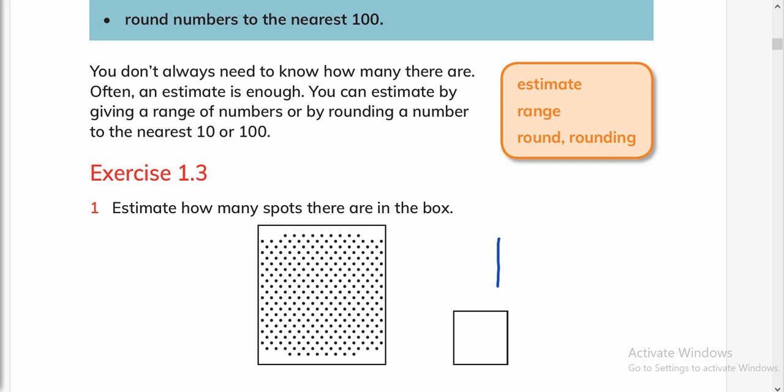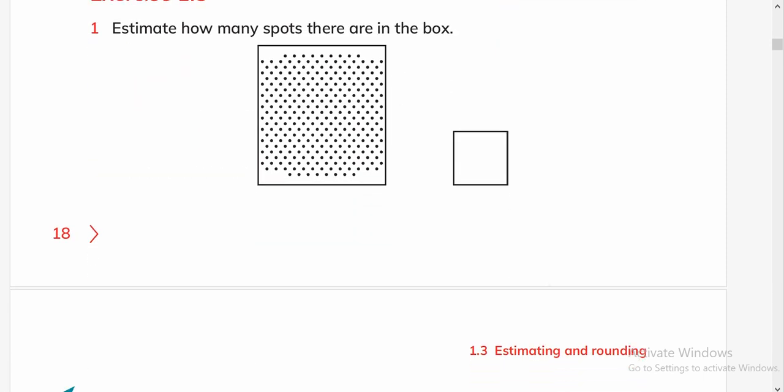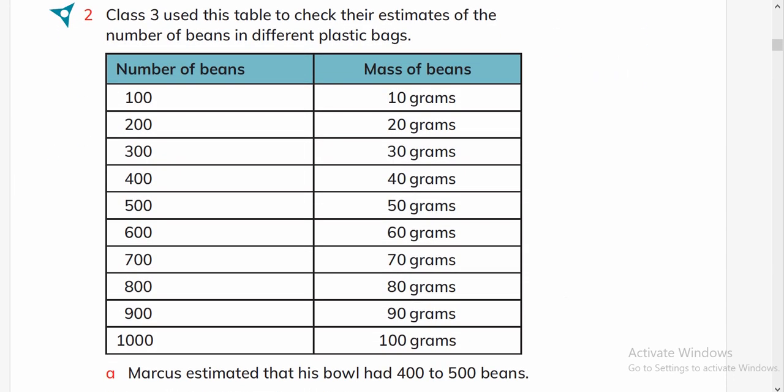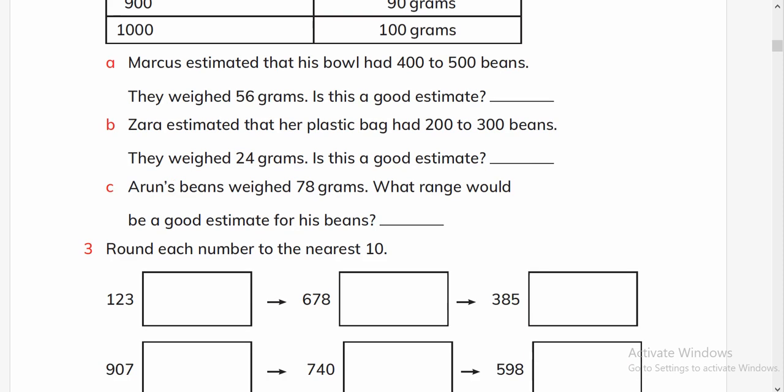Okay, so in this box, estimate how many spots are there in a box. It is an estimate. We can say that maybe it is 450. It is just an estimate, no need to count them. Okay. Now we are on which page? 19.